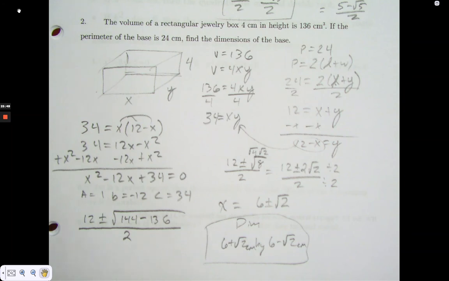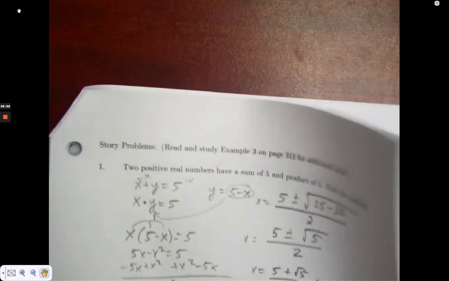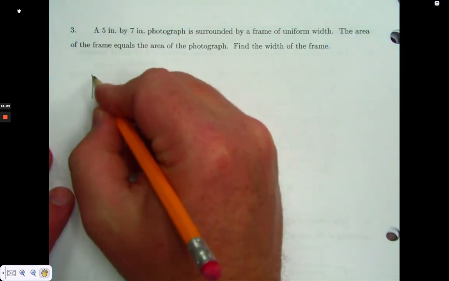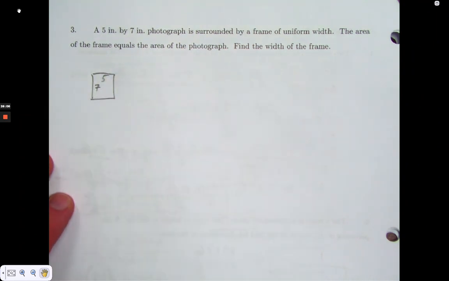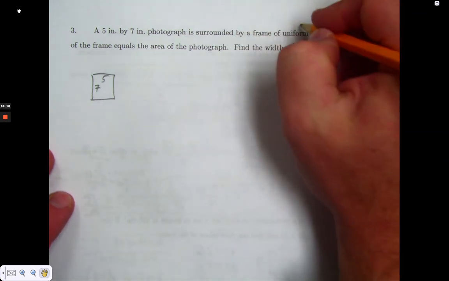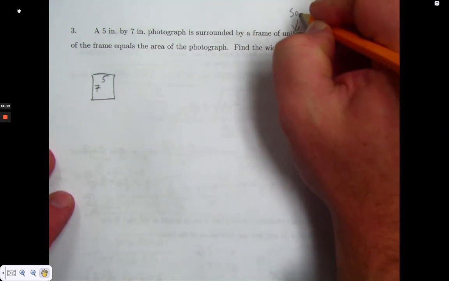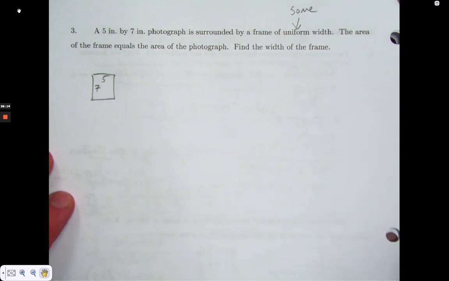And then last but not least, we're going to look at number 3. Again, one where a nice drawing is super helpful. It says a 5 by 7 photograph. So we start off with a 5 by 7 photograph, surrounded by a frame of uniform width. So remember, uniform means the same.